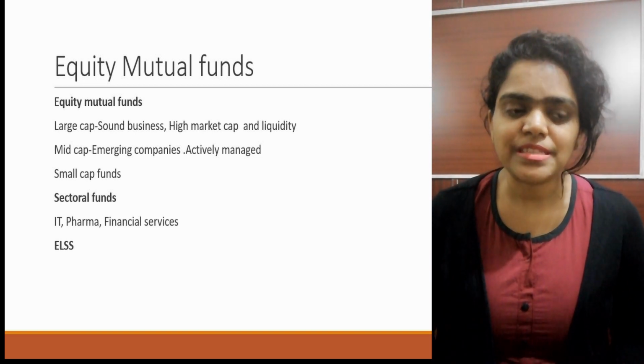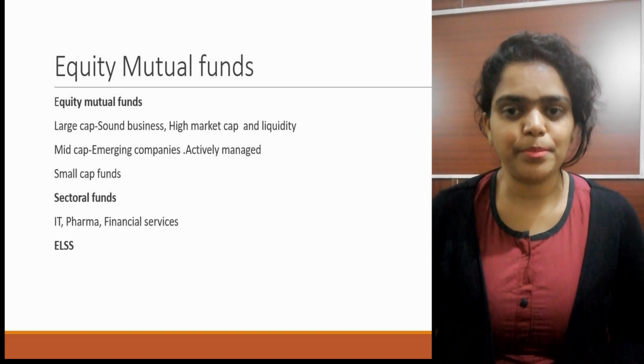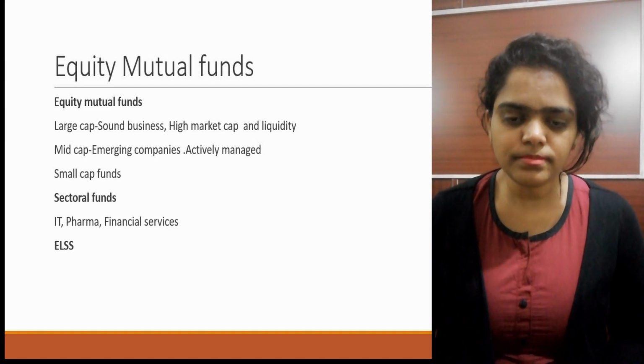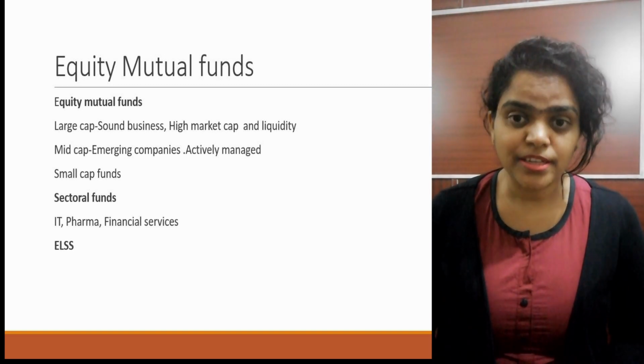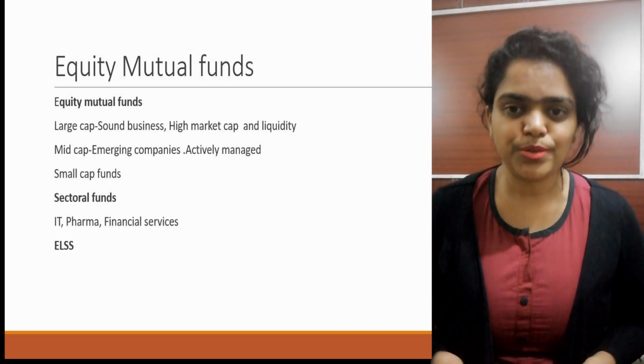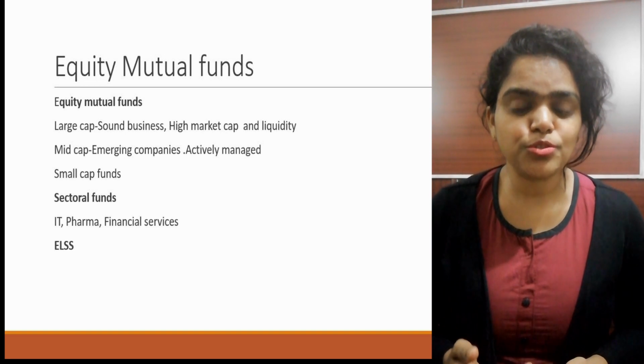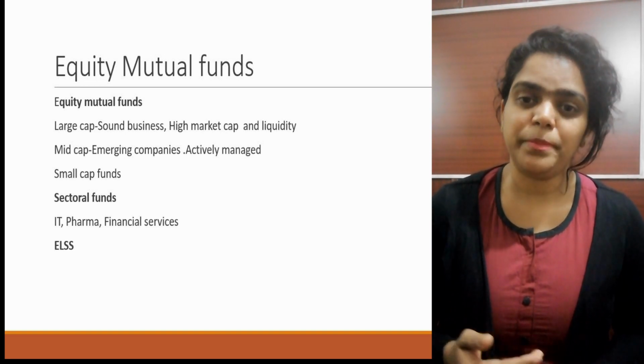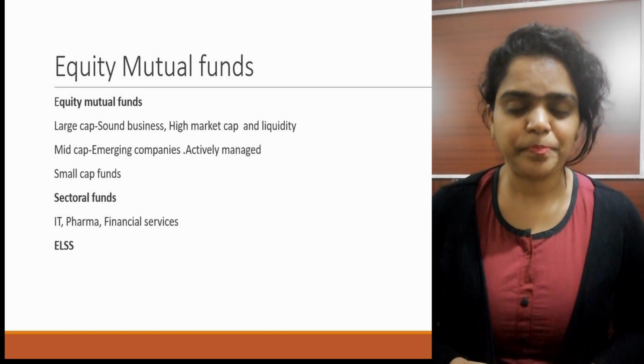Market capitalization is nothing but the share price into number of shares. Here, the fund manager creates a portfolio keeping all the larger companies together. The profit is expected to be much more stable when compared to the other category funds.